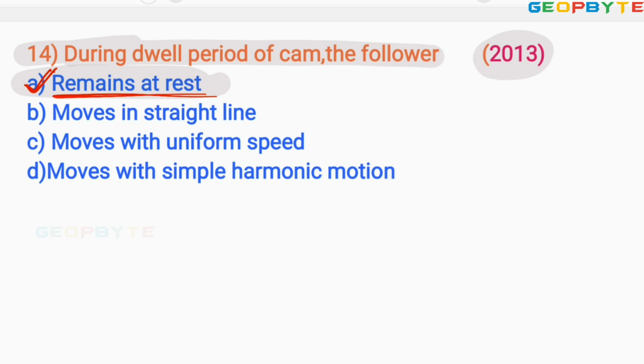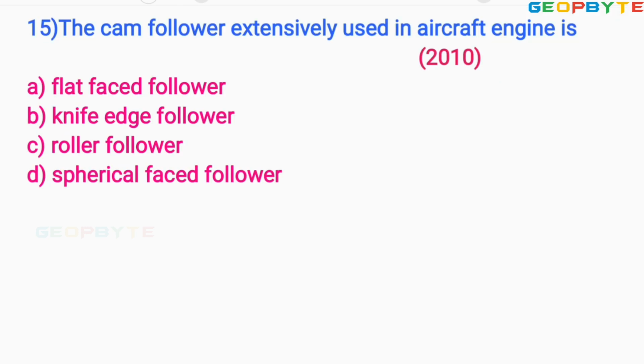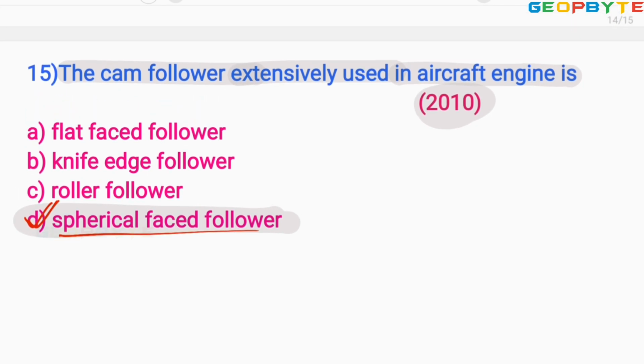Let's go for the last problem. Look at the last problem. It was asked in 2010. The cam follower extensively used in aircraft engine is, remember, for the aircraft engine, preferably spherical faced follower is used. Therefore, option D is absolutely correct. So remember this point. This problem is also a very important problem. Commonly this kind of question is asked in the competitive exam for the diploma mechanical students.